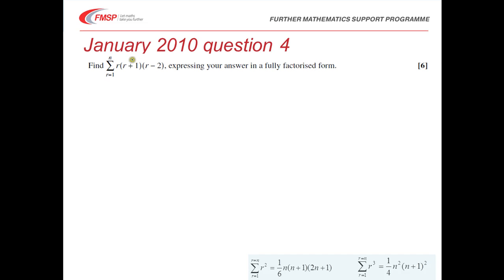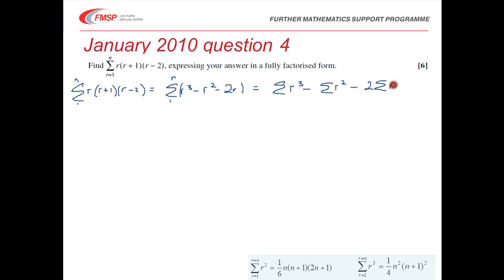The first thing we need to realise is that we can multiply out these brackets to get sigma r cubed minus r squared minus 2r. All of these sums are from 1 to n. But not only that, we can split these summation signs, so it'll be sigma r cubed minus sigma r squared minus 2 lots of sigma r. And again, all of these from 1 to n.